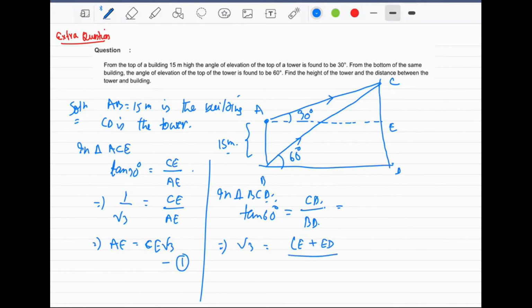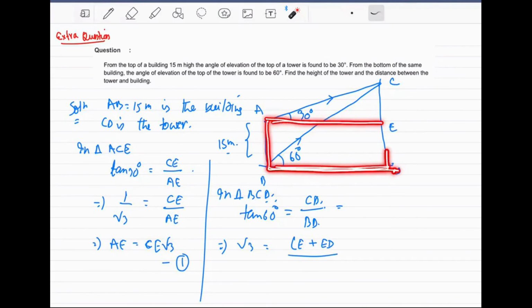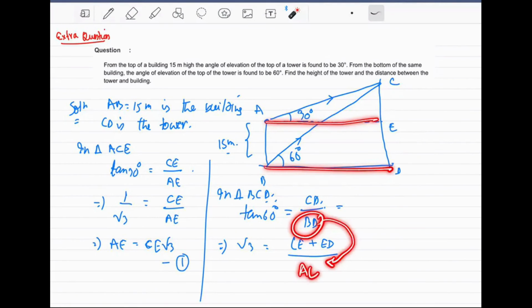But what about the BD? Do we know BD? No, we don't, but we know AE. And as we have done so much before, this is a rectangle actually, and this part right here should be equal with this part right here, opposite sides of a rectangle. So AE should be equal to BD. So instead of writing BD, I can replace it with AE.